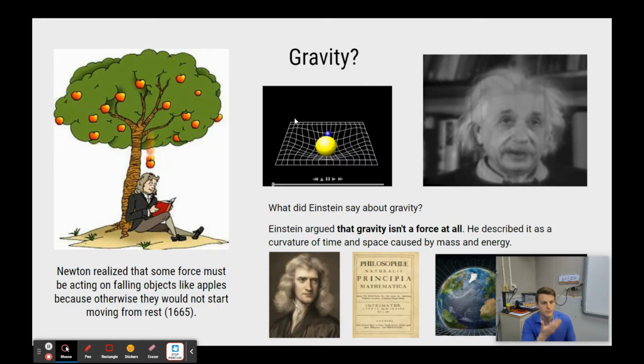And people went on to investigate this further, but really, Isaac Newton was the first guy to come up with the law of gravity. And then Einstein made the next biggest contribution, and he said that gravity really isn't a force at all. It's more a curvature of time and space caused by mass and energy, and that is his general theory of relativity. And we'll look at that maybe a little bit further.